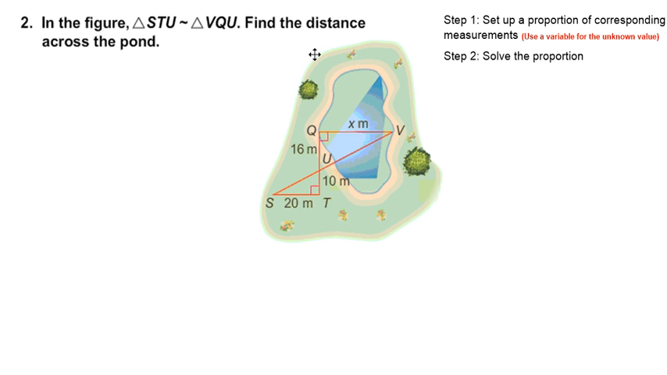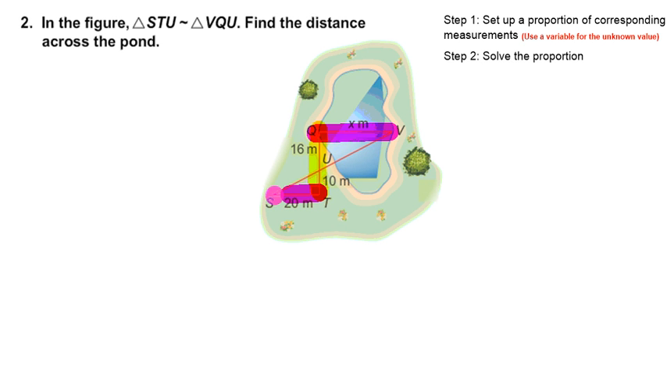Here's another example that doesn't really have anything to do with heights and shadows, but this is about the surveying methods when we're talking about using measurements within landscape and stuff like that. So here in this example, triangle STU is similar to VQU. So what we have to do is find our corresponding parts. So we know that QU corresponds to TU, and then QV corresponds to ST.